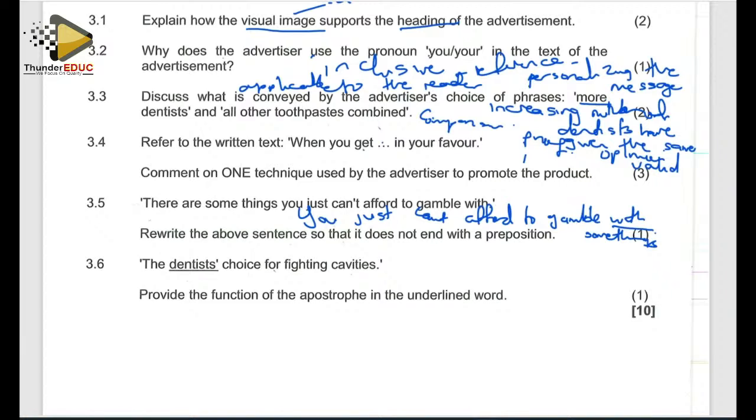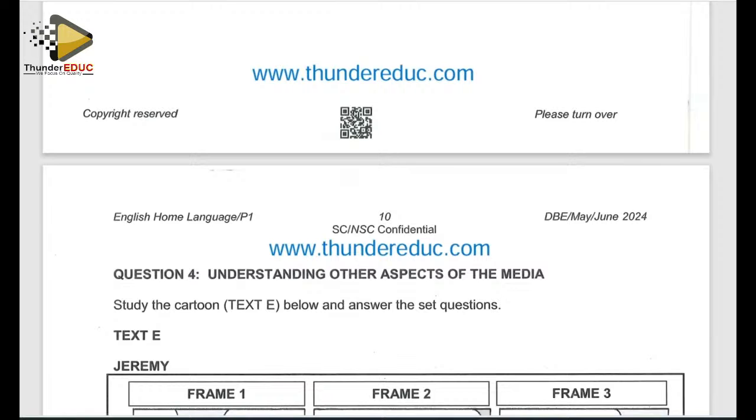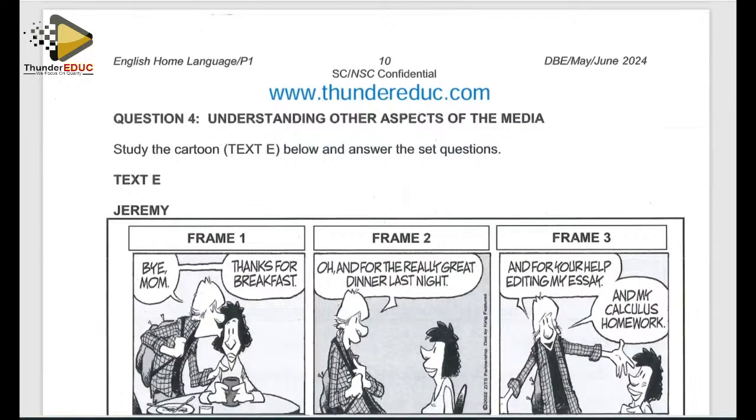3.6, the dentist's choice for fighting cavities. Provide the function of the apostrophe in the underlined word. It's definitely possession, belonging to the dentist. So the function of the apostrophe is for possession because it comes at the end of the word. That is our question 3, which is our advertisement. We are going to go to the cartoon now, which is question number 4.